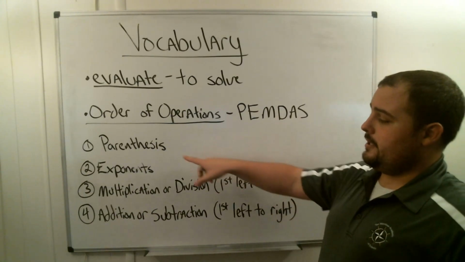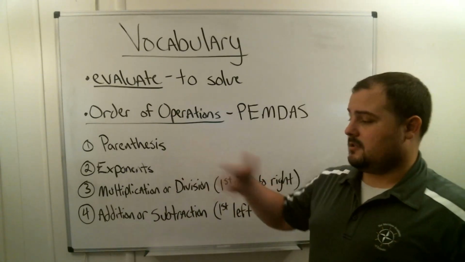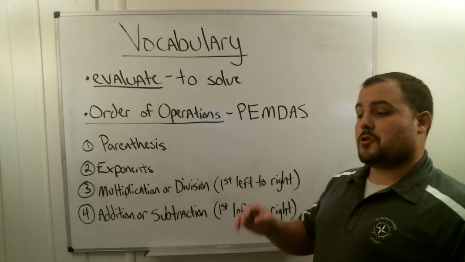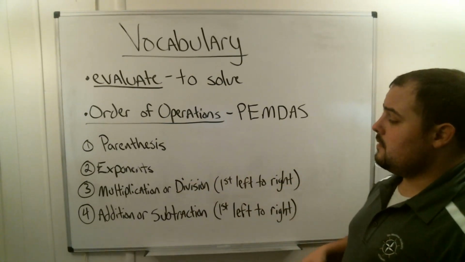What PEMDAS stands for is parentheses. You solve anything and everything inside parentheses first. Number 2, solve exponents. So after you solve everything inside the parentheses, get rid of any exponents.